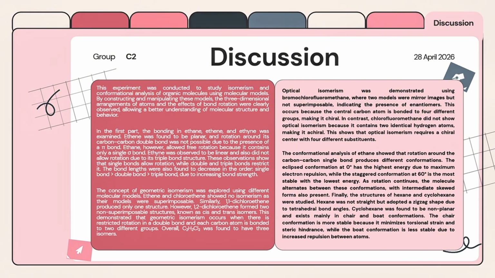In the first part, the bonding in ethane, ethene, and ethyne was examined. Ethene was found to be planar and rotation around its carbon-carbon double bond was not possible due to the presence of a pi bond. Ethane, however, allowed free rotation because it contains only a single sigma bond. Ethyne was observed to be linear and also did not allow rotation due to its triple bond structure. These observations show that single bonds allow rotation while double and triple bonds restrict it.